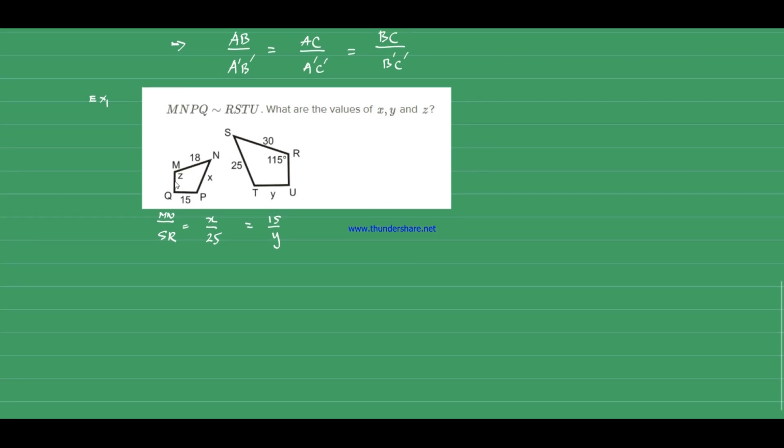The z is the angle. Of course, z is 115 already, so the measure of z will be 115. It's pretty obvious, we don't have to calculate anything. All right, so we know MN is 18, SR is 30. So I have this. Now I'm going to pick up this proportion for the x value. We go ahead and cross multiply, so we have 30x equal to 18 times 25.